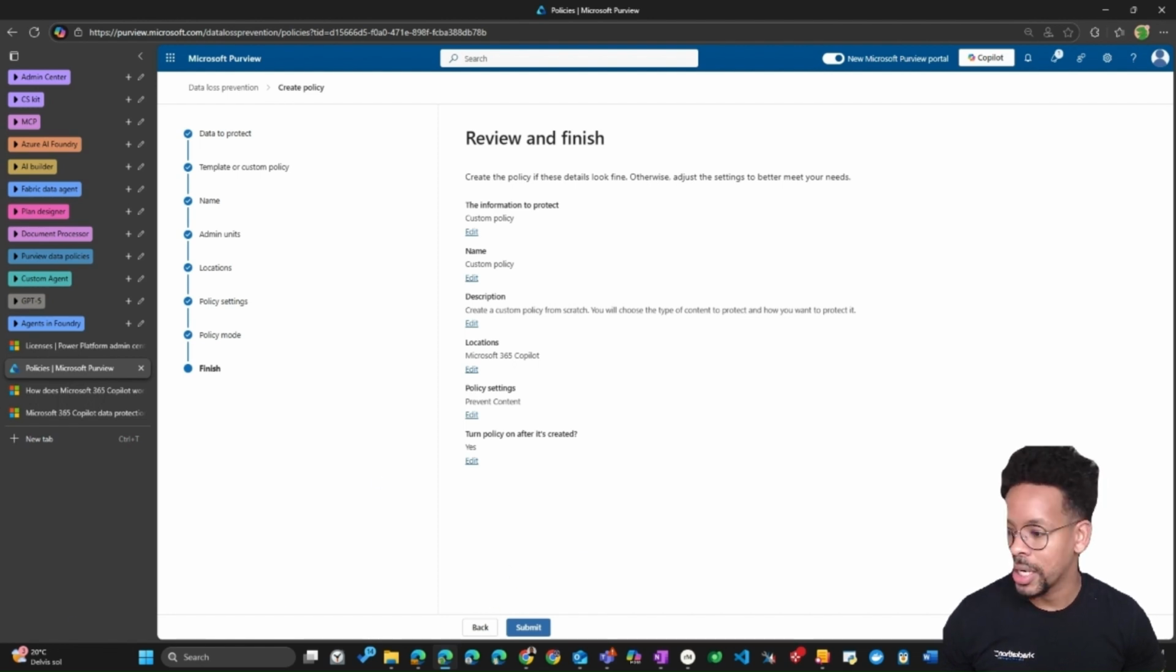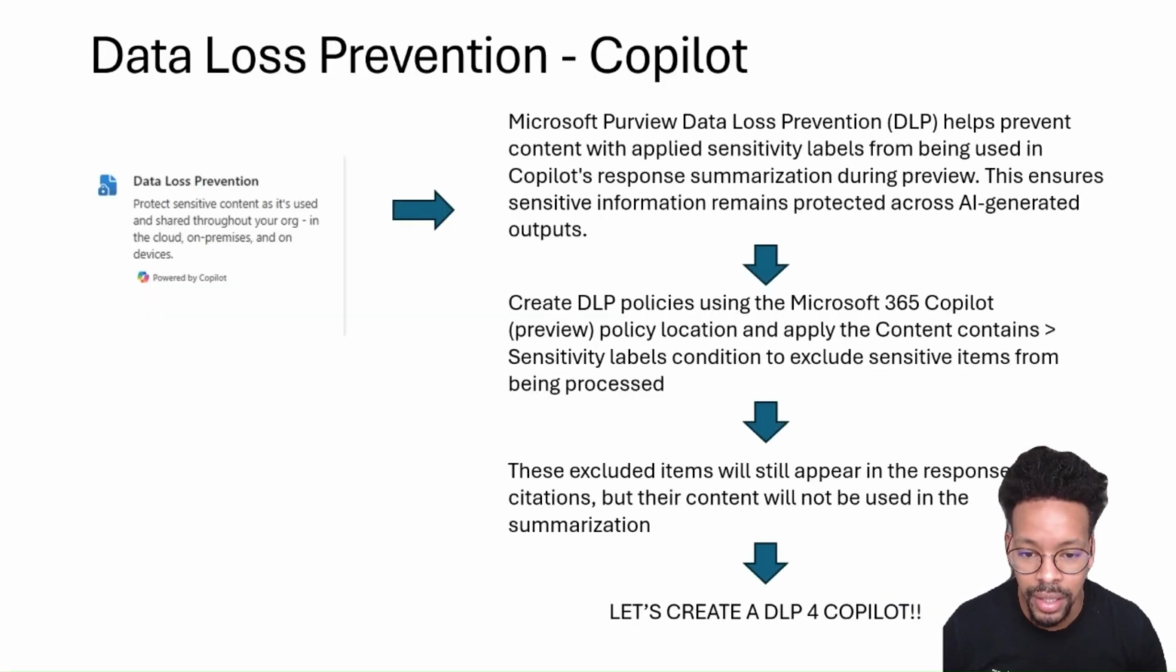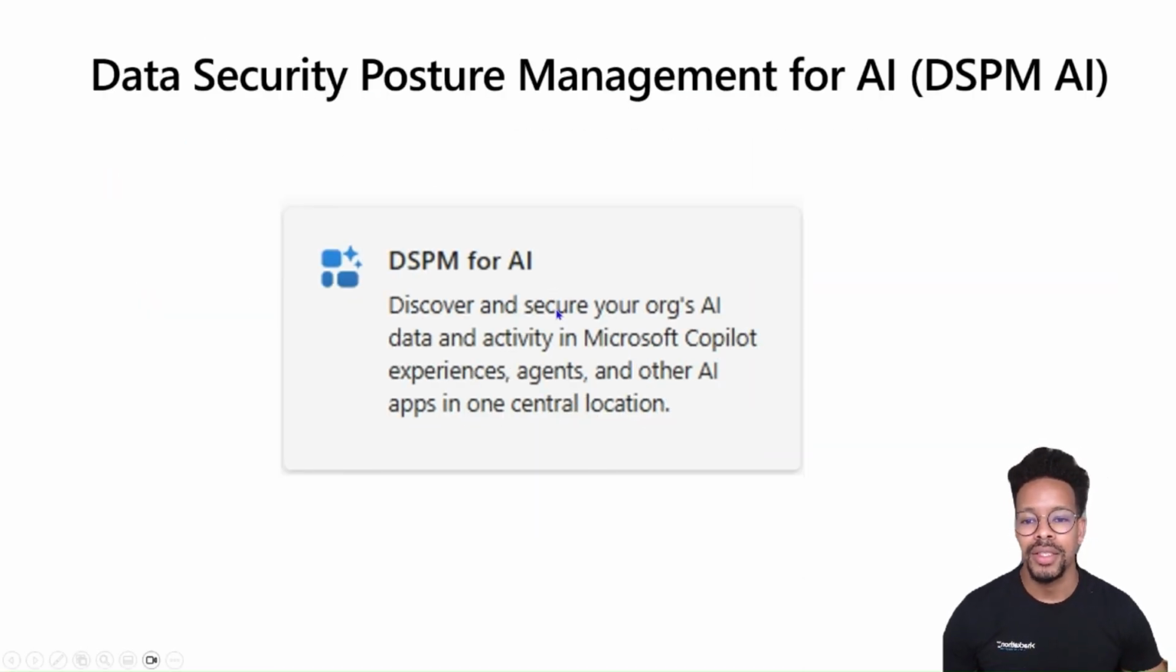Yes, so let's go back to our slides and see where we are. Oh yes, we are here, DSPM for AI. This is the hub, as I call it, and we can look at the hub now. You discover and secure your organization's AI data and activity.